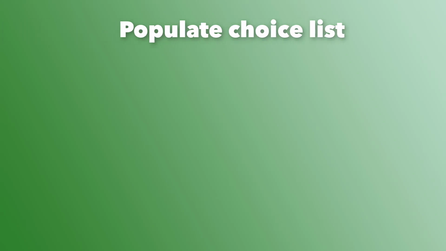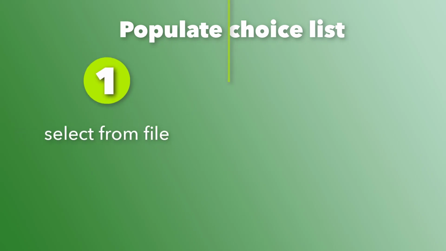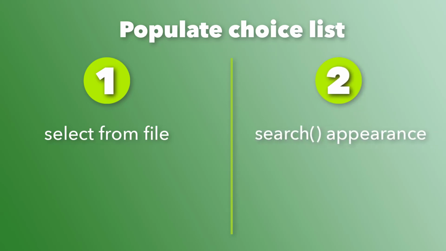The second method of using CSV data is to populate a choice list from a CSV file. There are two ways to do this, using the Select One from File or Select Multiple from File question type, or using the search appearance. Both options allow you to take existing data and present it in your survey.